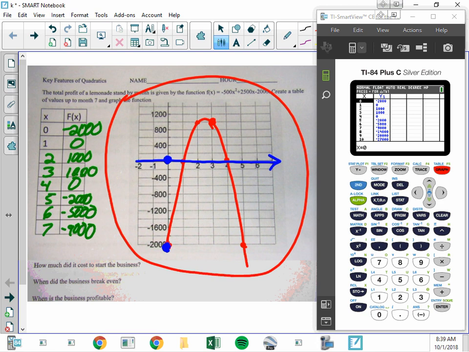Does that make any sense? No? Well, it certainly makes sense the first time.